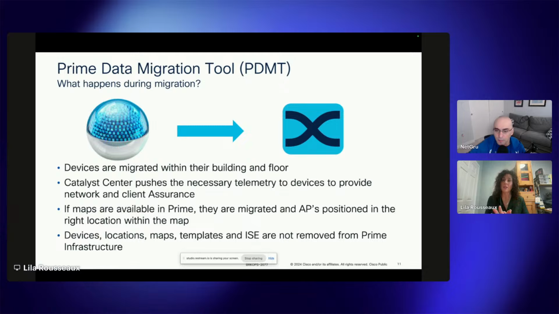And the other thing, and this is a good thing, but you might need to take care of this in the future, is that things, meaning devices, locations, and maps, are not removed from Prime Infrastructure. So we don't remove stuff from Prime. We just copy the devices, the locations, the maps, the templates, ISE from Prime to Catalyst Center.